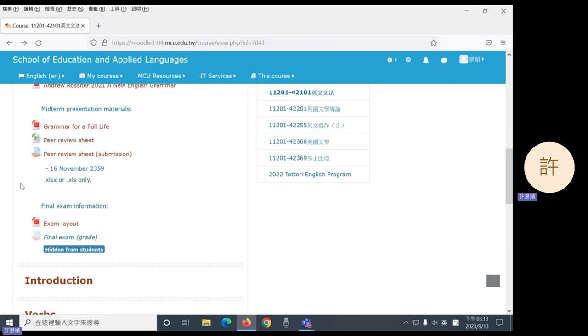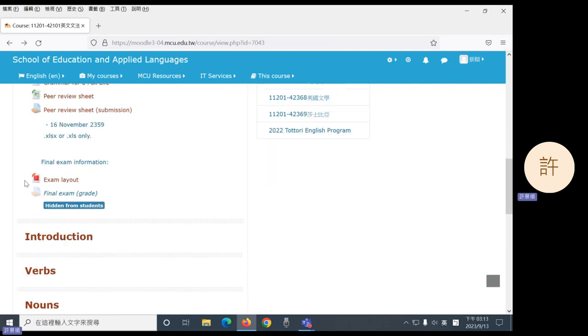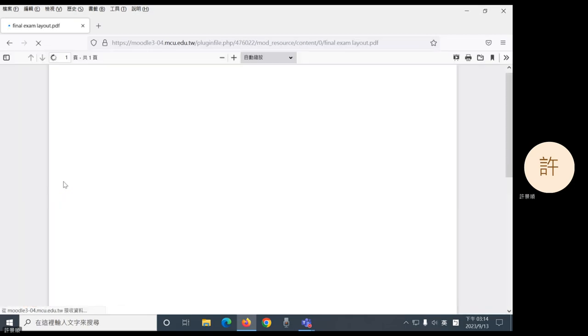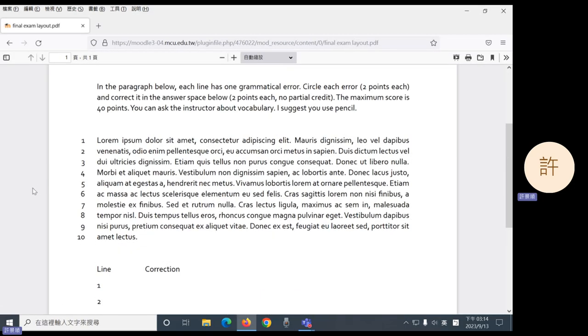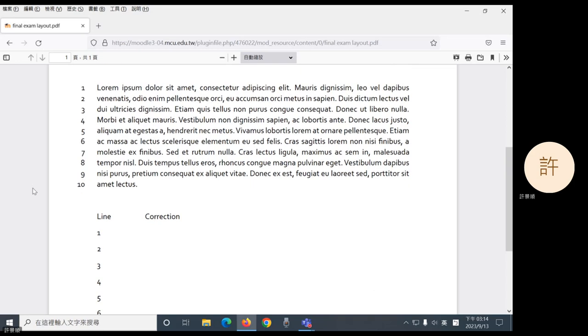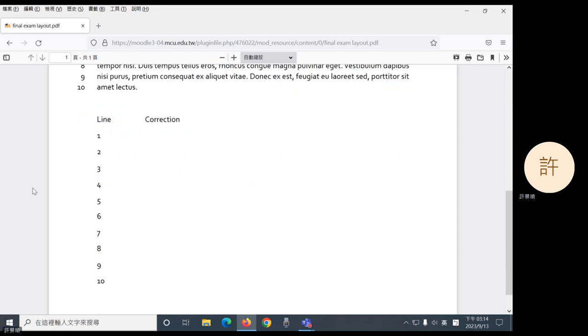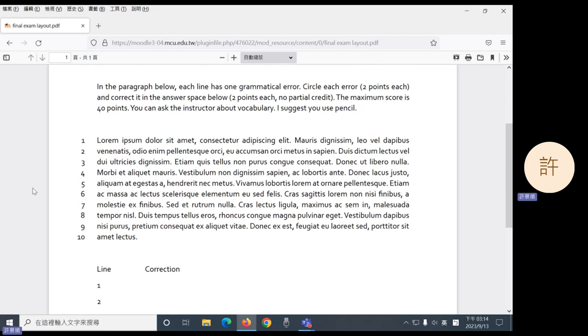Okay, next is the final exam. This is what the final exam will look like. The middle part is currently nonsense. But here's what you have to do. I will give you a paragraph. The paragraph will have 10 grammatical errors. Please correct each error in the space below. So each line will have one error. That will help you a little, so you know each one has one mistake.